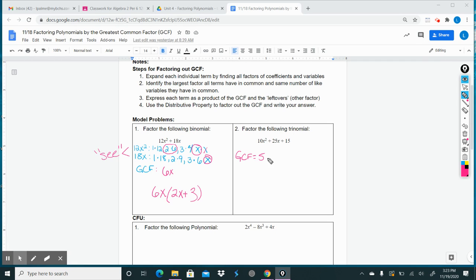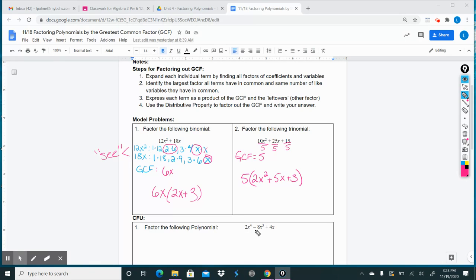The 15 does not. So what I'm going to do now is divide each term by 5. Each term by 5, and we get 10x squared divided by 5 is 2x squared. 25x divided by 5 is 5x, and 15 divided by 5 is 3. There's our leftovers, and that would be our final answer. Now you can pause the video for a second and try the check for understanding yourself.